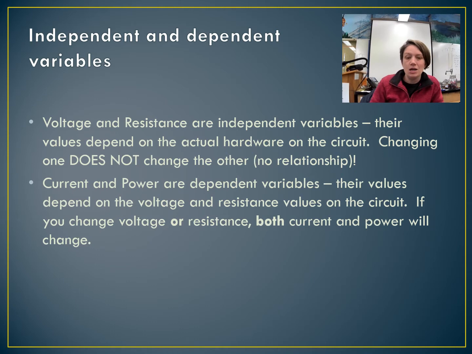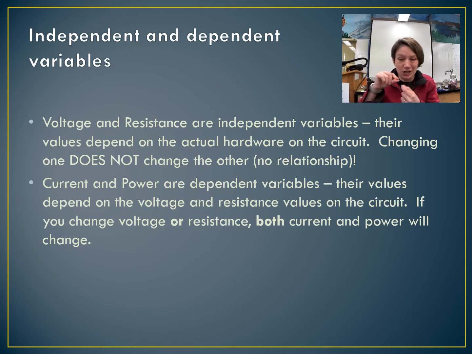On the other hand, current and power are dependent variables. So you don't just set a circuit for a certain amount of current or power. The current and power from a circuit or device depends on the design of the circuit and the independent variables that you put in there. Which means if you change either the voltage with the battery or the resistance, both of these two variables, current and power, are going to change.